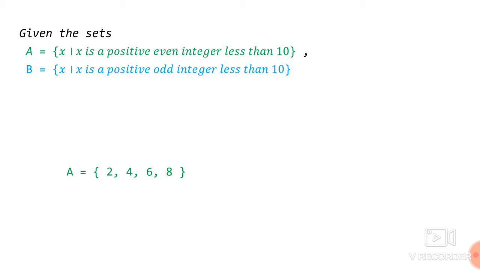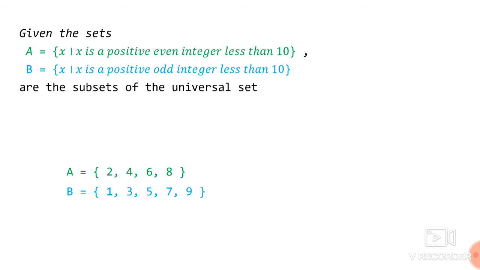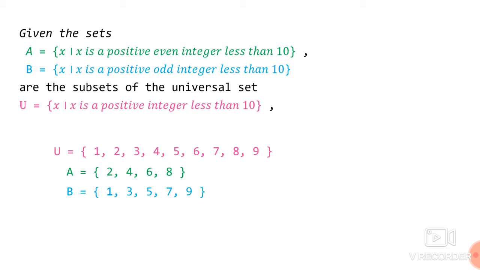Then we have set B, which is equal to {x such that x is a positive odd integer less than 10}. So set B in tabular form will be 1, 3, 5, 7, 9. These are the subsets of the universal set. And the universal set is defined as {x such that x is a positive integer less than 10}. So the universal set in tabular form will be written as 1, 2, 3, 4, 5, 6, 7, 8 and 9.